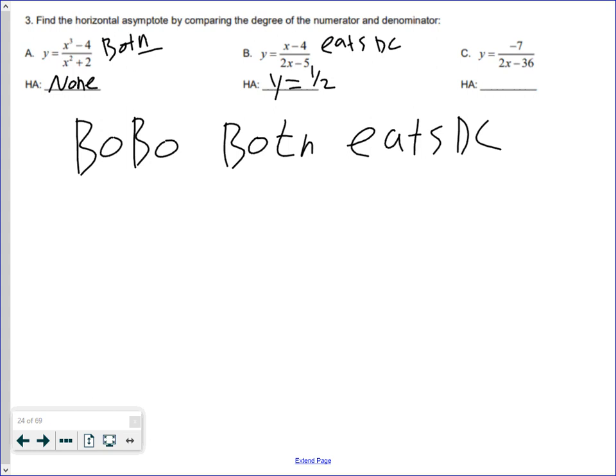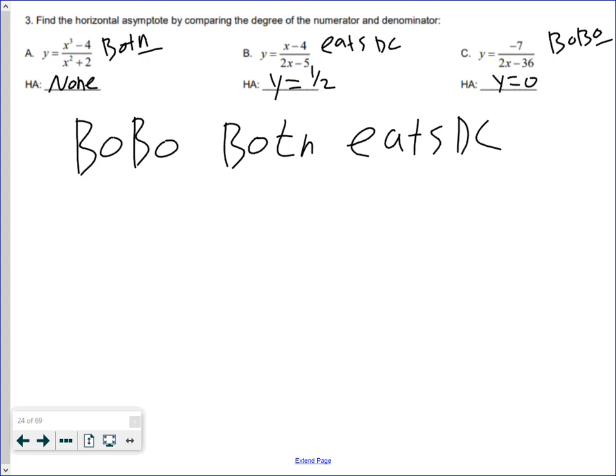That's bigger on bottom, the BOBO. So bigger on bottom, 0. That means our horizontal asymptote here is y equals 0. All right, so remember horizontal asymptotes: BOBO, bottom, EDC. And do not forget to put the y equals.